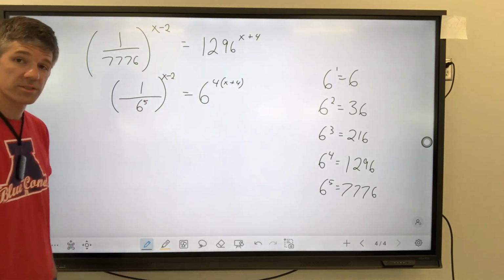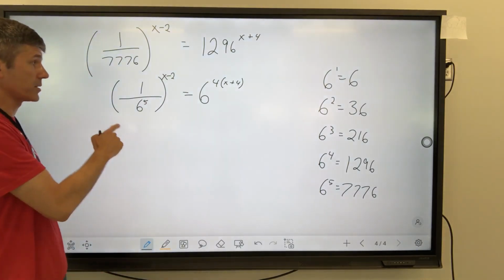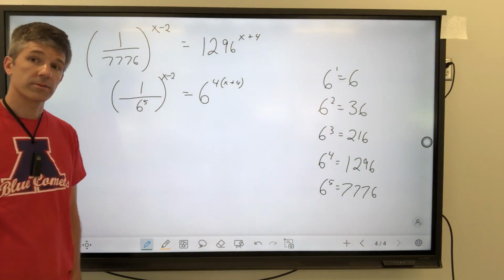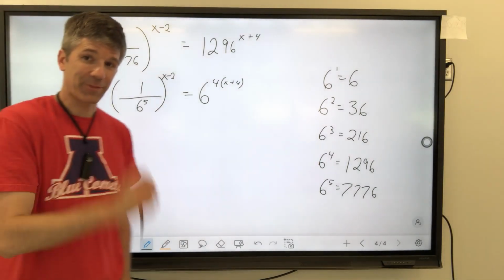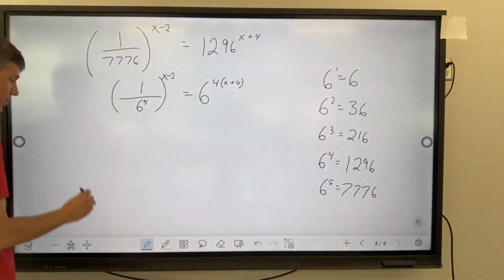Okay, this is what's going on. Now I'm really mad at this thing being upside down, so I'm going to turn it over, and I can do that using negative exponents. Okay, so just a side note for a second.